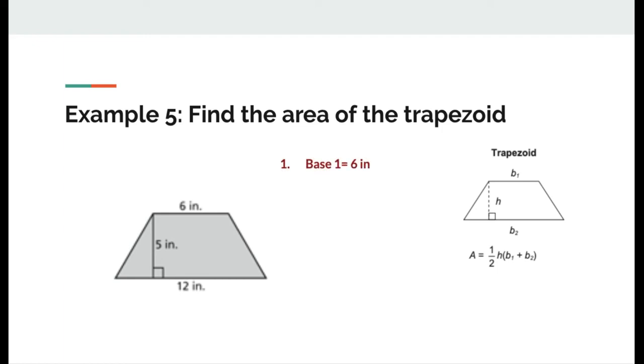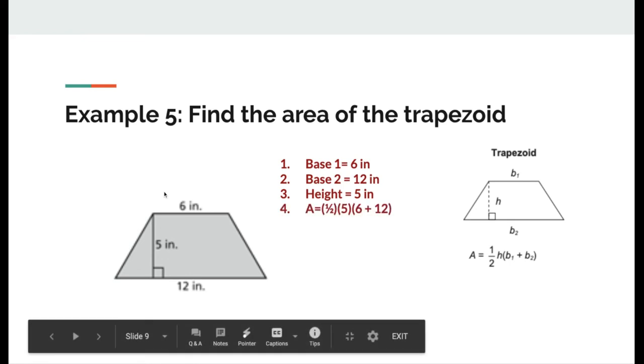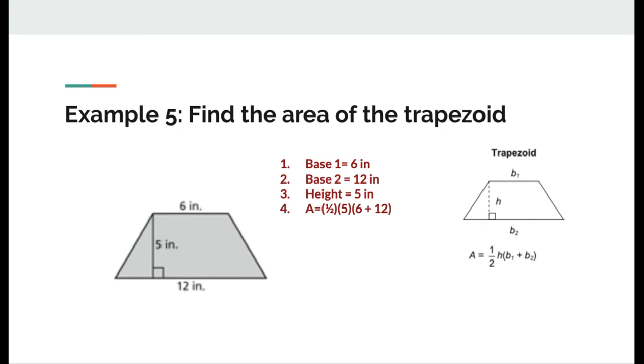Base 1 we'll say is 6 inches. That's the top base. Base 2 is 12. That's your bottom base. And the height is 5. So now we just plug it into our formula. 1/2 times 5 times 6 plus 12.